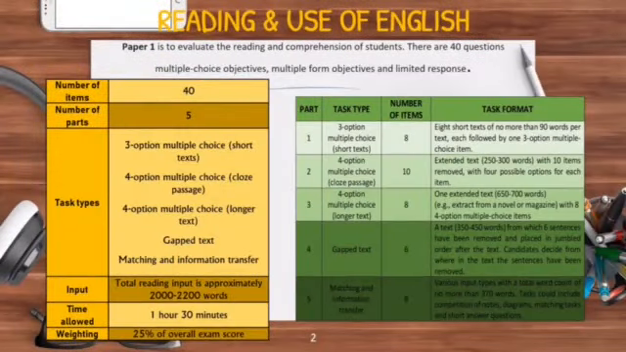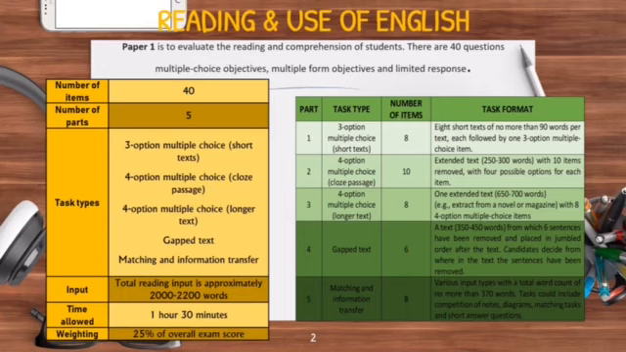Reading and use of English, also known as Paper 1, is to evaluate the reading and comprehension of students. There are 40 questions for this paper, which are multiple choice objectives, multiple form objectives, and limited response. This paper is divided into 5 parts.